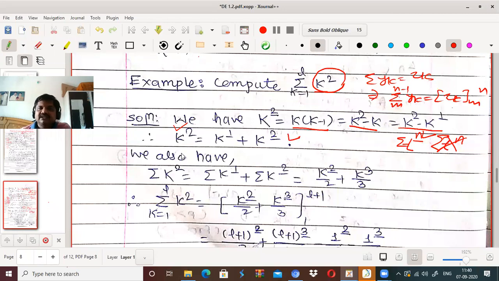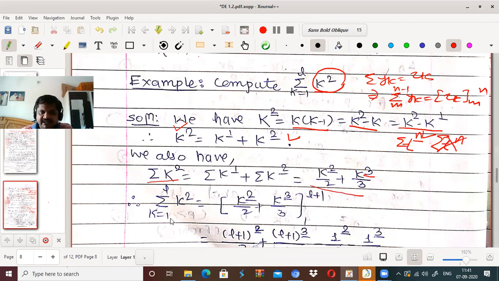So now k square can be written as k to the falling 1 plus k to the falling 2. Therefore, summation of k square means summation of k to the falling 1 plus k to the falling 2, that is summation of k to the falling 1 plus summation of k to the falling 2, which is equal to, now the summation of k to the falling 1 is k to the falling 2 upon 2. We have to increase by 1 and divide by that term, plus summation of k to the falling 2 means this is k to the falling 3 upon 3. And therefore now you got the indefinite sum of k square, which is this one.